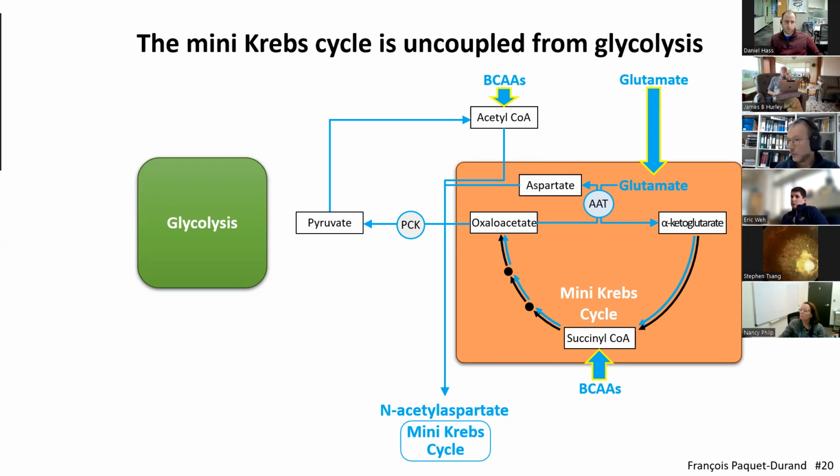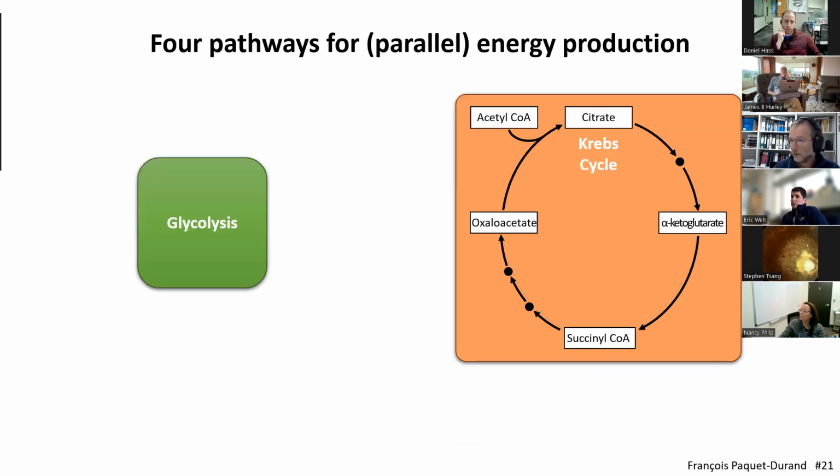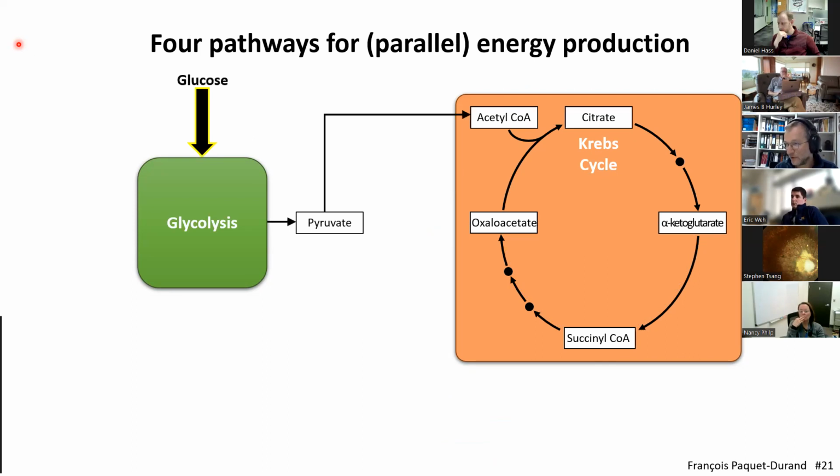Okay, and this again can be done independently of glycolysis. So as a summary, we might have in the photoreceptor, in either the rod or the cone, or separated across these cells, up to 4 different pathways. The first one would be the classical, where you have glucose entering glycolysis, converted to pyruvate, and then the pyruvate goes through the full Krebs cycle.